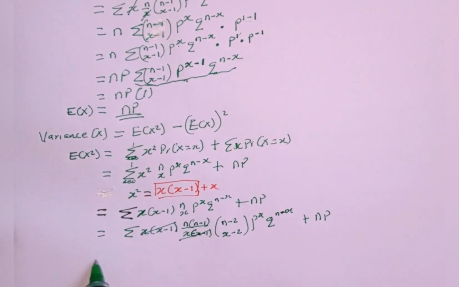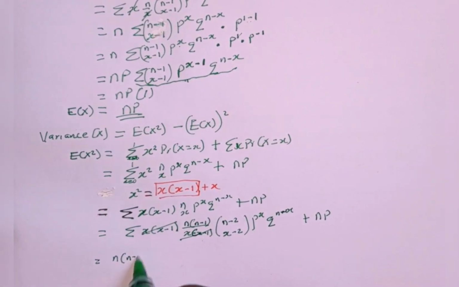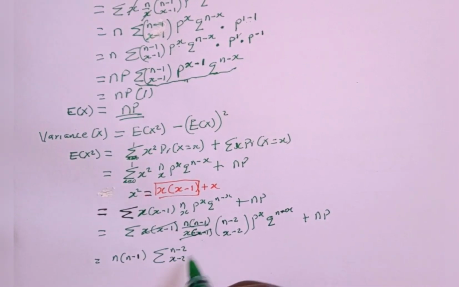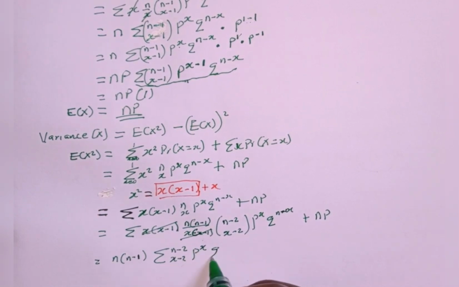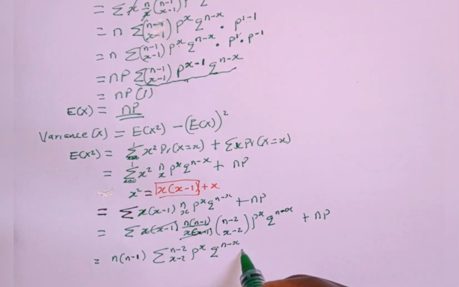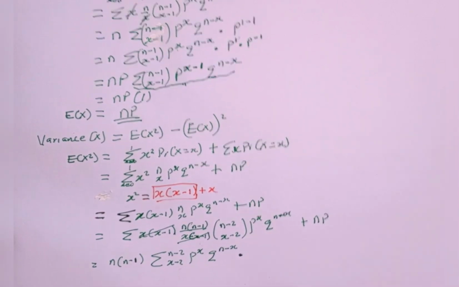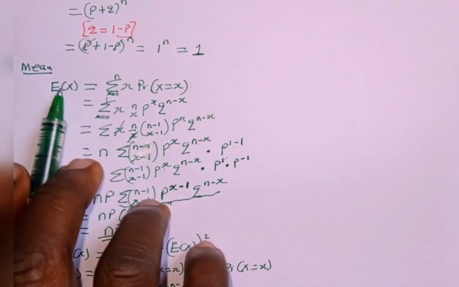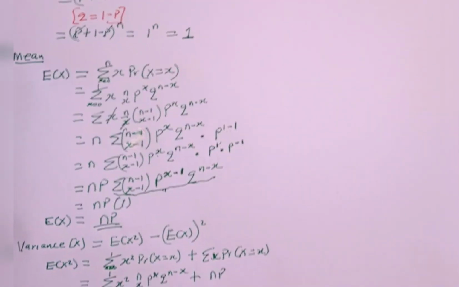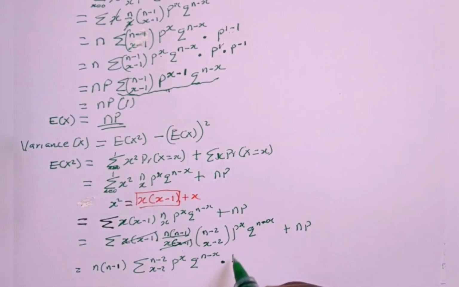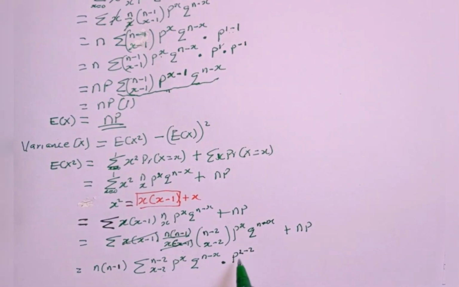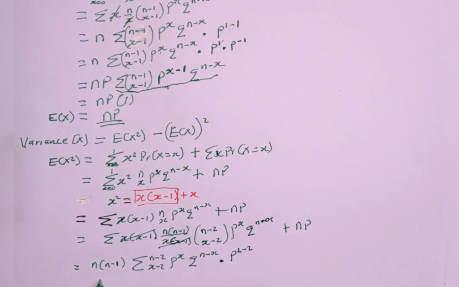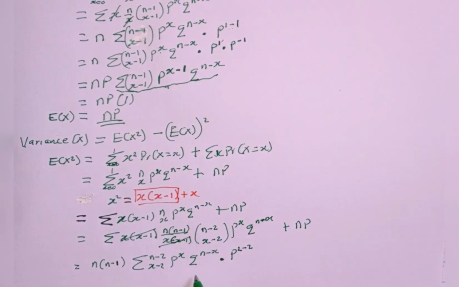So now we are going to take this one out, which is n into what? N minus 1. Then summation of what? N minus 2 combination x minus 2, p raised to the power of x, q raised to the power of n minus x, multiplied by, we're going to introduce something here. If you remember, we introduced p raised to the power of 1 minus 1 at expected value of x. So at expected value of x squared, we are going to introduce p raised to the power of 2 minus 2. P raised to the power of 2 minus 2 is the same as p to the power 0, which is 1. So if you multiply 1 by this, it's going to give us back the same expression.